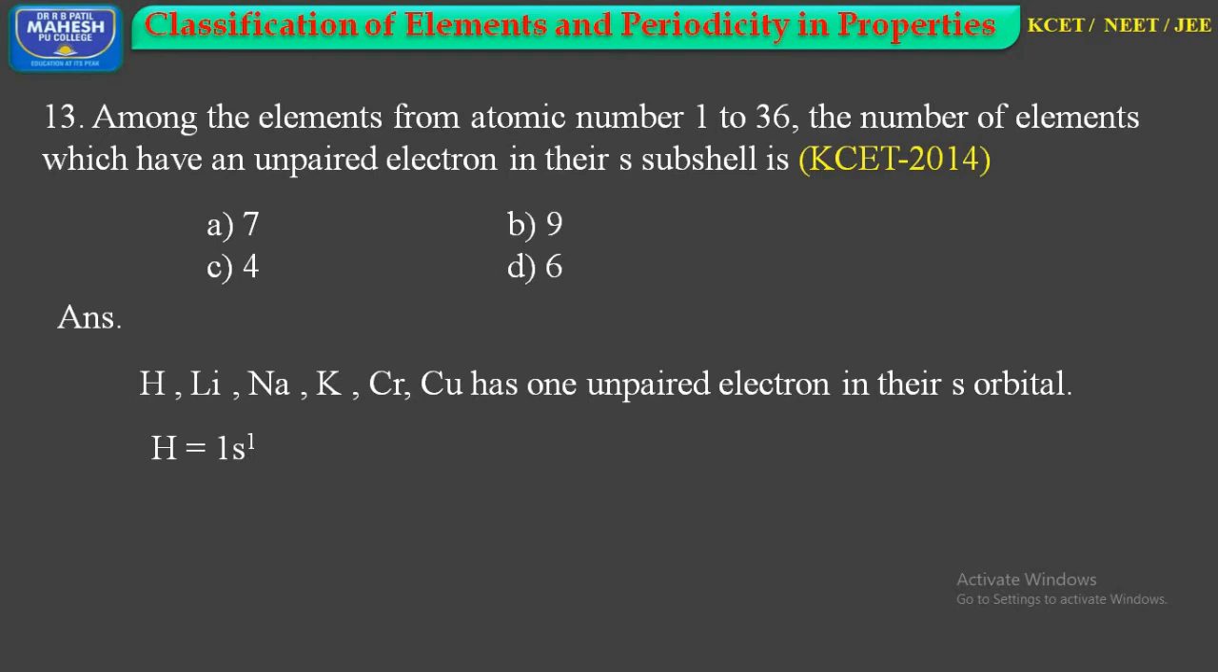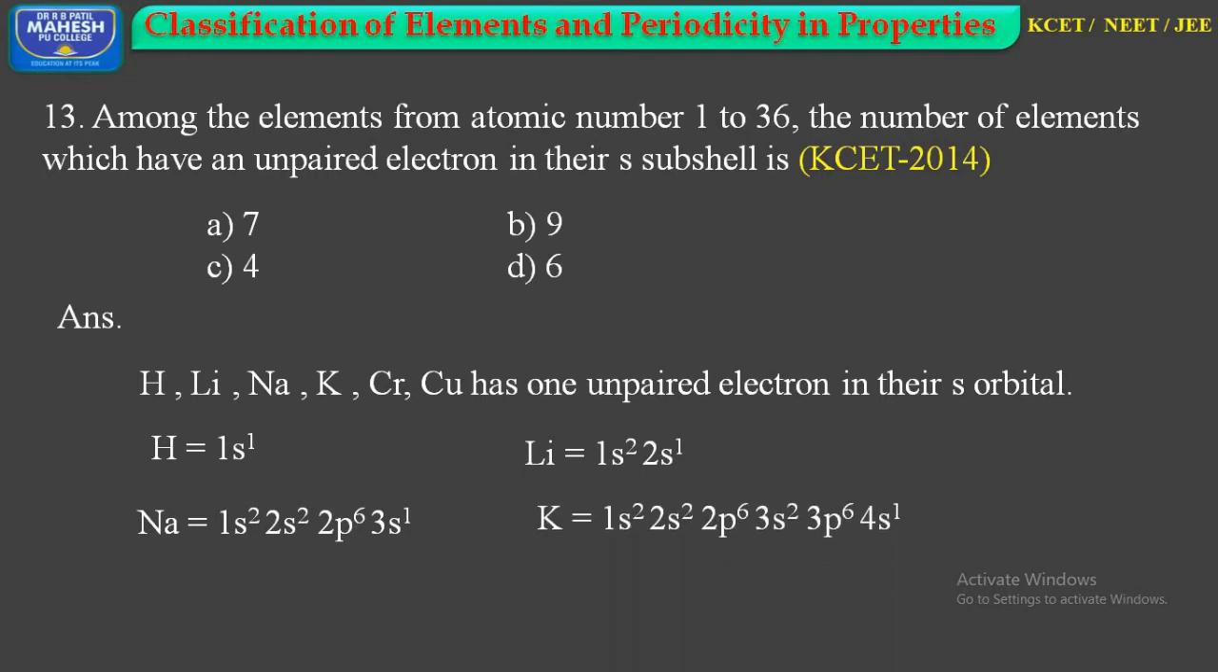Hydrogen has the electronic configuration 1s1, whereas lithium, students, with atomic number 3, we write the electronic configuration as 1s2, 2s1, and in case of sodium with atomic number 11, electronic configuration is 1s2, 2s2, 2p6, 3s1. And for potassium, atomic number 19, we write the electronic configuration as 1s2, 2s2, 2p6, 3s2, 3p6 and 4s1.